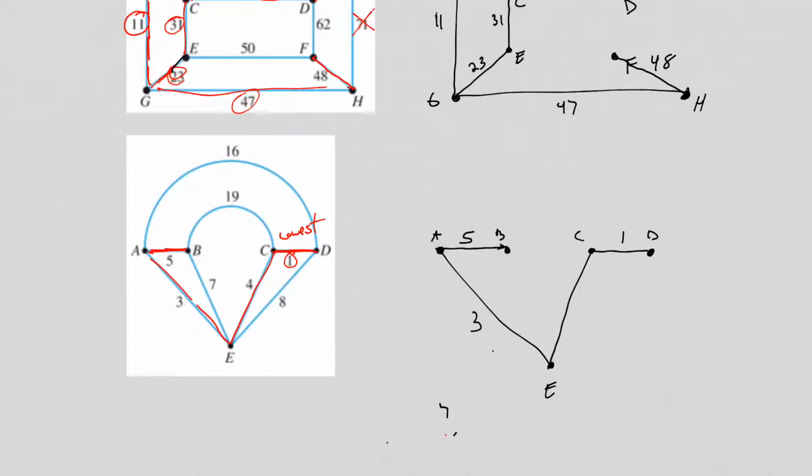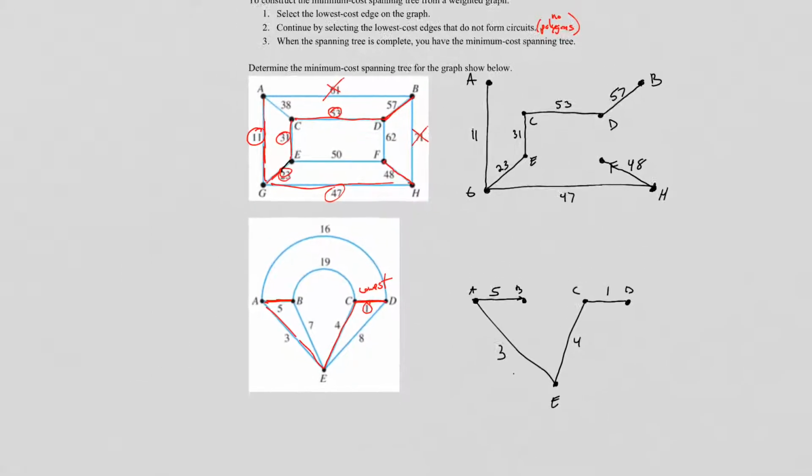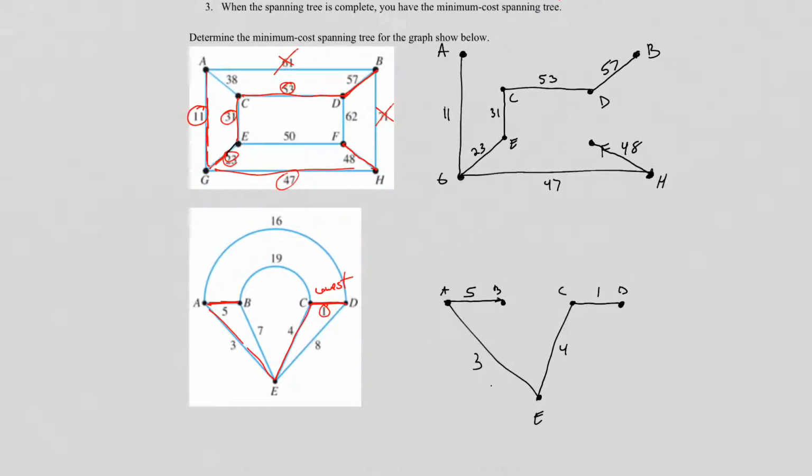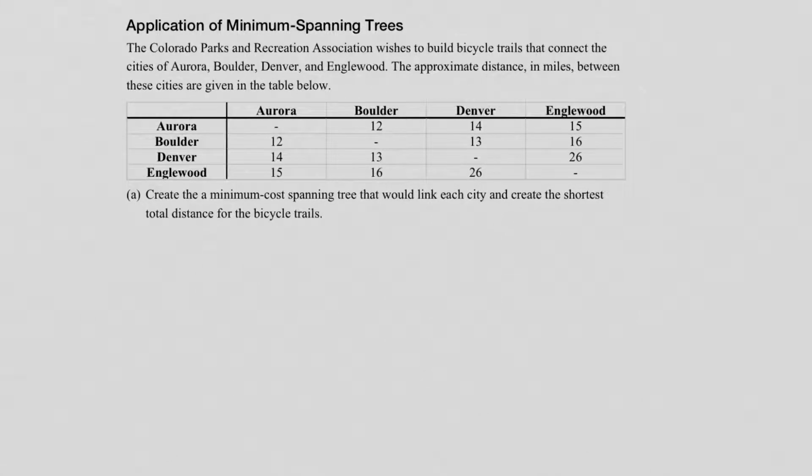And as you can see, guys, we've connected all of our vertices using the smallest numbers possible. And that is 1, 4, 3, and 5. Okay, that's the cheapest or the minimum cost spanning tree. Okay, so those are minimum cost spanning trees. Now let's apply that to a word problem on the right. The next page.